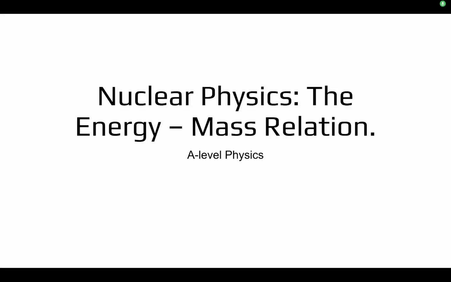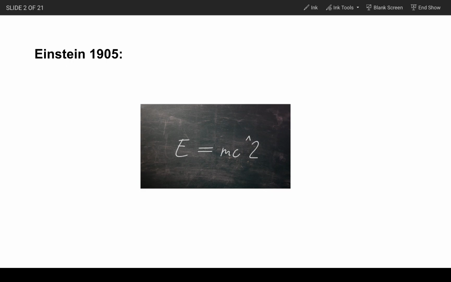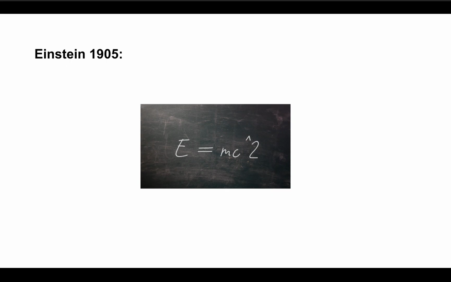Hi there. So this one's nuclear physics, it's A level, and it's the energy mass relation. So Einstein, or as you correctly pronounce it, Einstein, because obviously it's German, did this work in 1905.